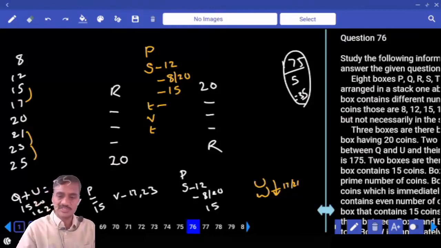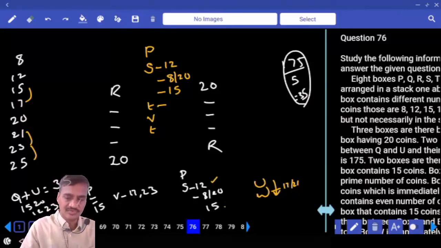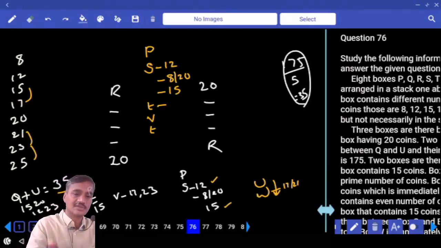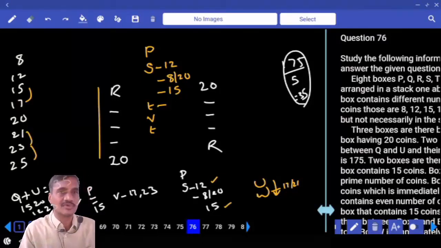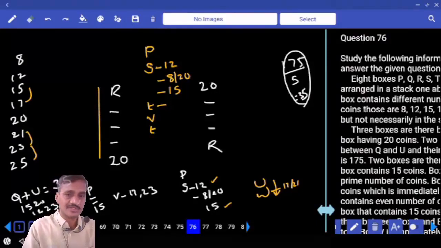Now here we have S 12 open. Next one we have 15 at this place. And Q plus U equals 15, or not. As Q plus U equals 15, where can we have this Q plus U? Now between R and 20, we have left over. Between R and 20, there must be exactly how many? There are three. Between R and 20, there are exactly three.